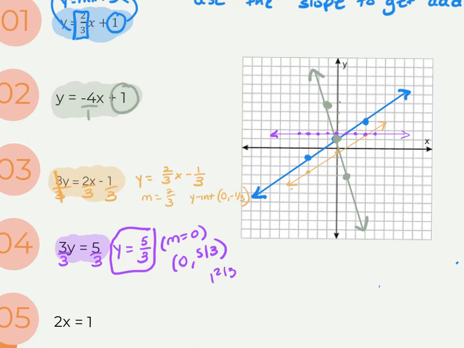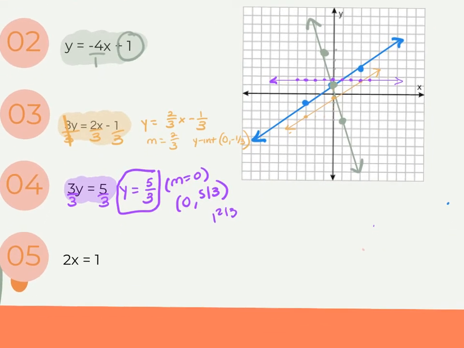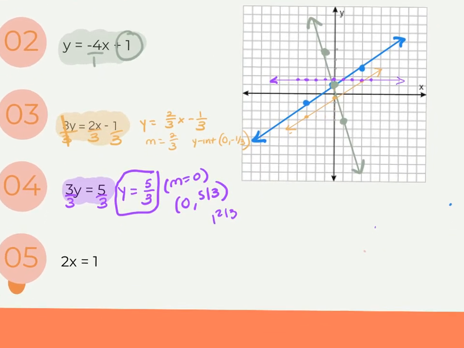Okay, and then the last one, 2x equals 1. There's no y this time, which tells you it's going to be what? Up and down. It's going to be up and down or vertical. What kind of slope is a vertical line? Good. Undefined or no slope. Same thing. I think on WebAssign it says undefined. And I have to solve for x. So I would divide and I would get x equals 1/2.